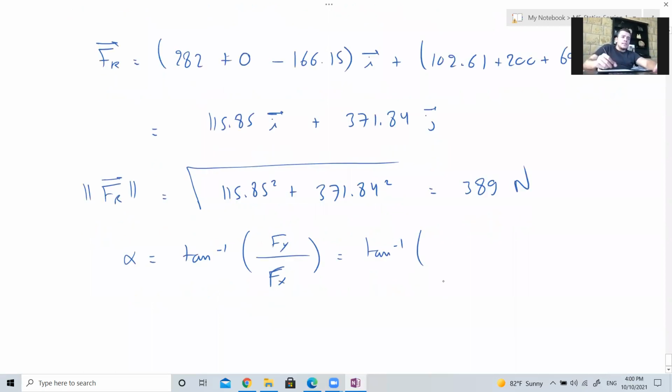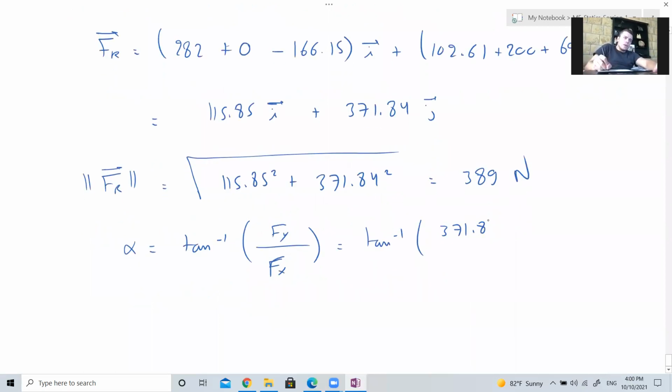It's very easy. Fy is 371.84 and Fx is 115.85. It comes to 72.7 degrees. So this is x and y, this is FR and this is 72.7 degrees.